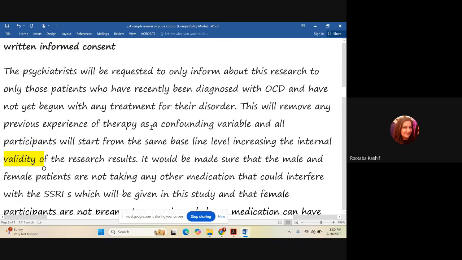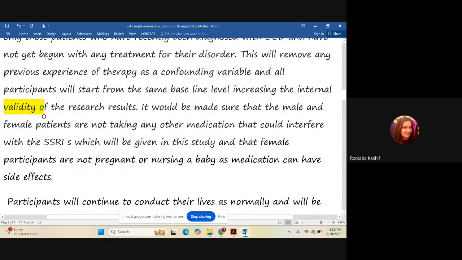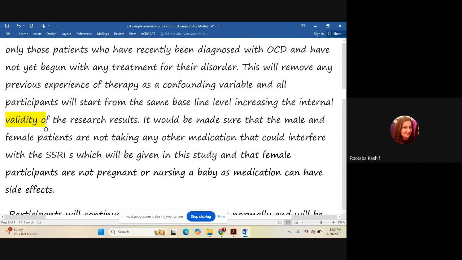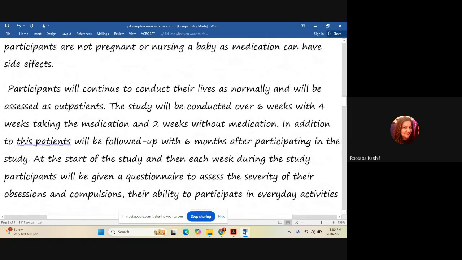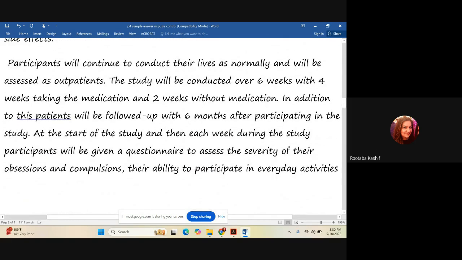Validity. If there are good controls over confounding or extraneous variables. So what type of variables are they trying to control when they're saying male and female patients are not taking any medication? This is participant variable, and they are at the same level, and they are not taking any medication that can interfere with SSRIs. They all have been recently diagnosed with OCD. They have not yet started any treatment. And female participants are also not nursing a baby or pregnant, because medication can have side effects. So it's ethical also, and also control.